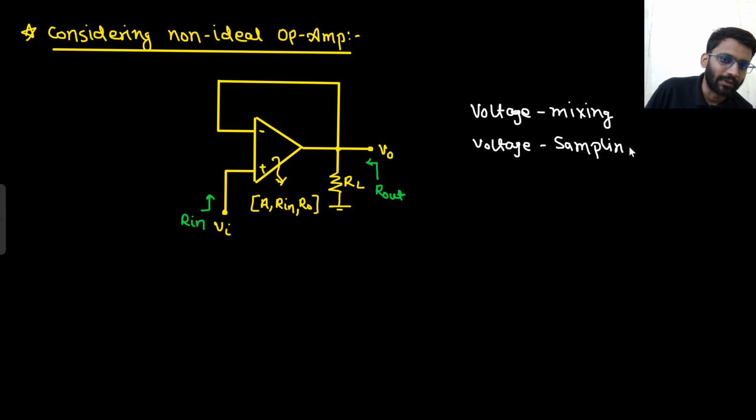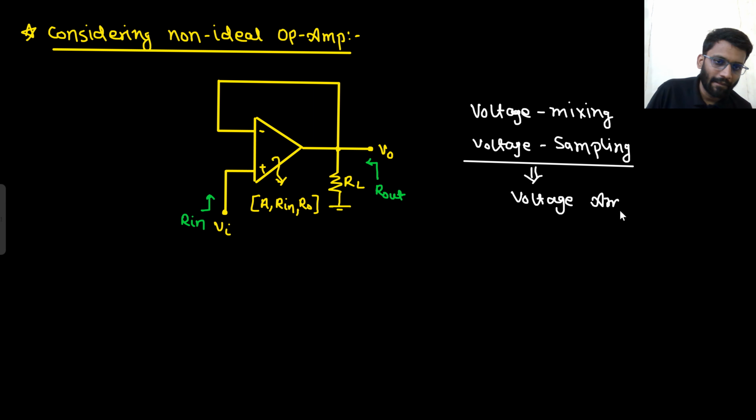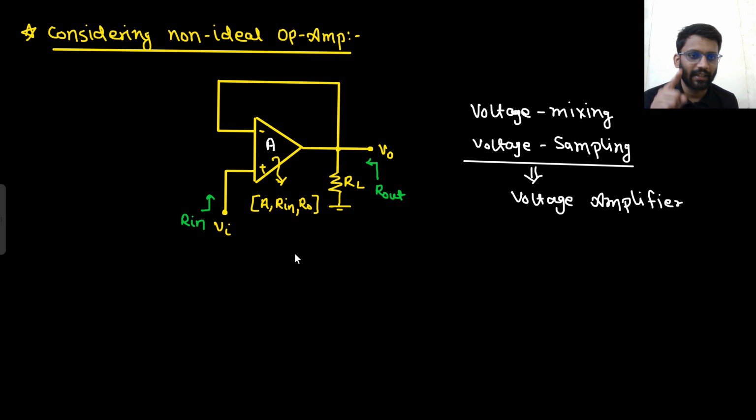Voltage sampling. So what kind of feedback topology is there? Voltage feedback topology. And if it is voltage feedback topology, what do you understand by that? That it is a voltage amplifier. So across a voltage amplifier, there is a feedback connected that is making it a voltage amplifier only. So we can write down the expression directly. What will be your voltage gain? If the gain here is A, so what will be the voltage gain? A upon 1 plus A beta.